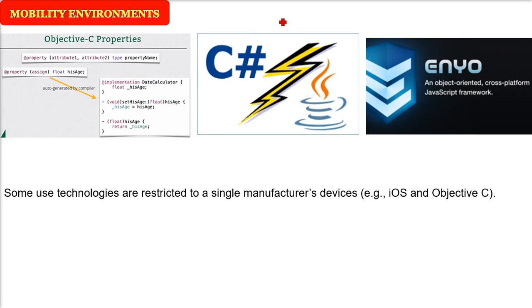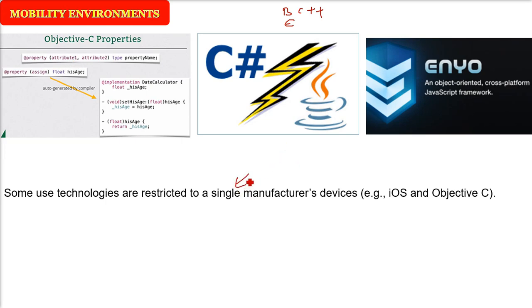For example, in normal programming, we are using Borland C++, Eclipse, NetBeans, Visual Studio. There are so many. The list is endless. But we are talking about the mobility environment or development environment for mobile apps.